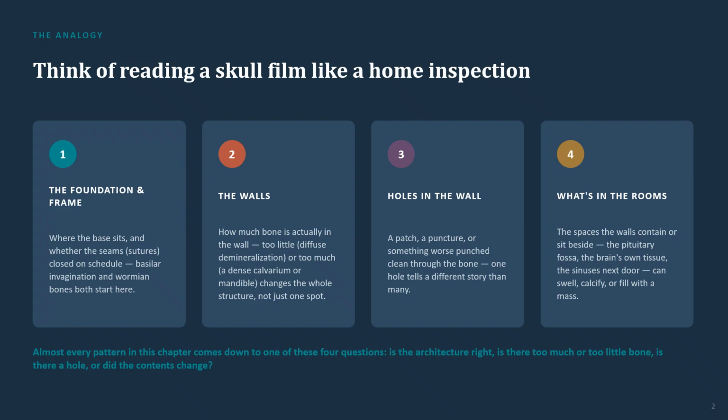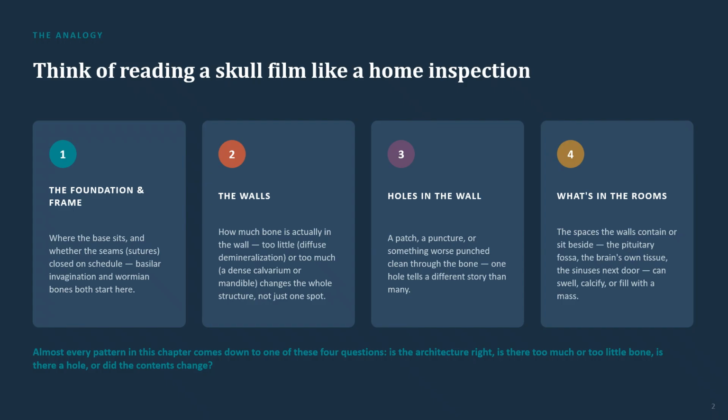All right, the second category is the walls. How much bone is actually there? If we have too little bone, meaning there's demineralization, or if we have a very dense calvarium or mandible, either way, it's going to change the whole structure itself. So that's what we're looking at for the walls.